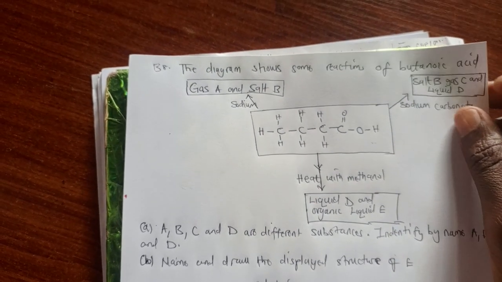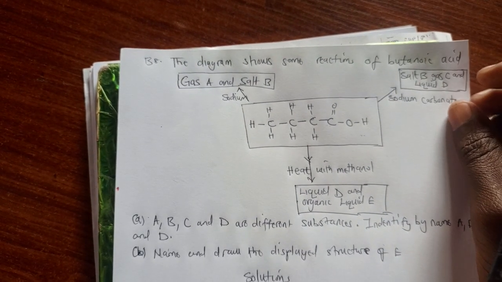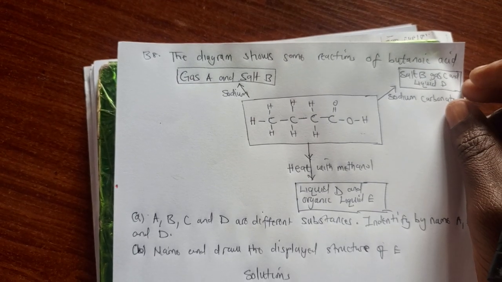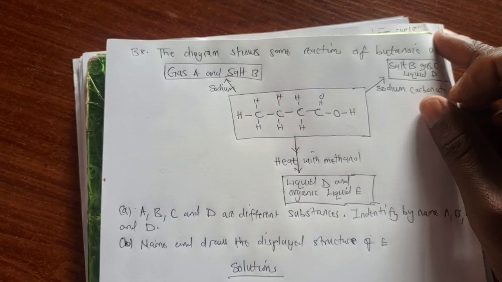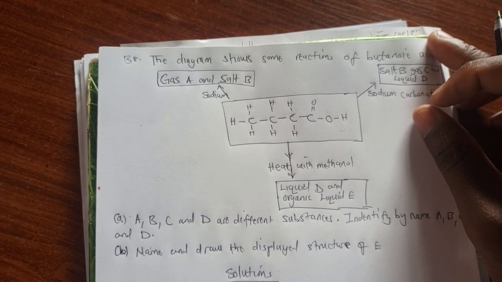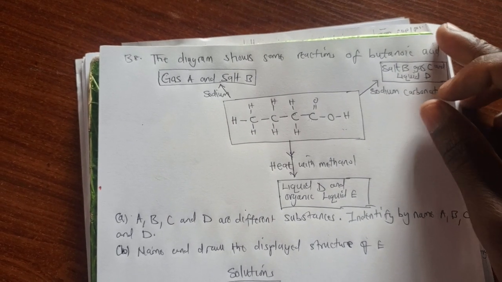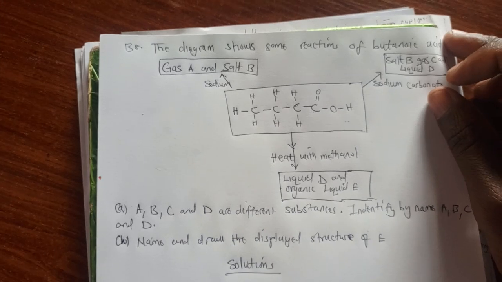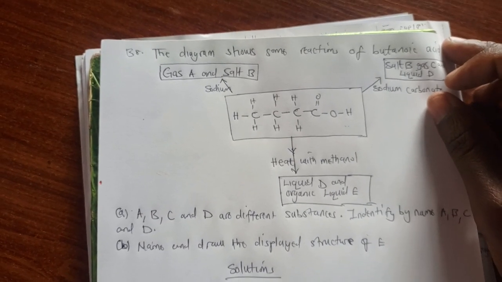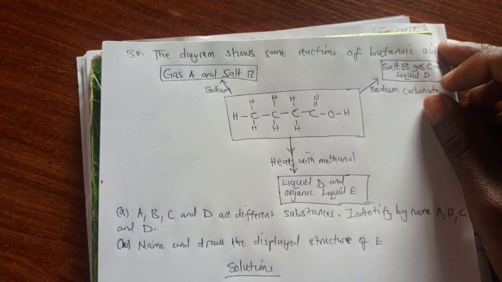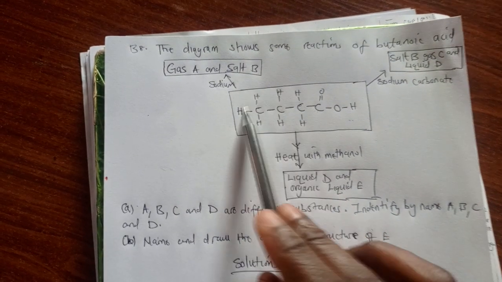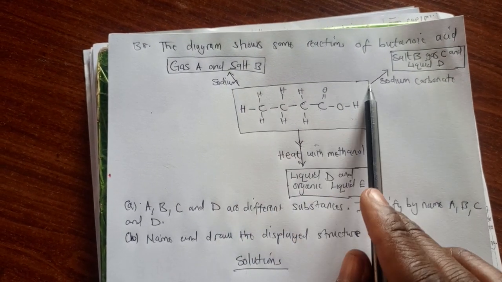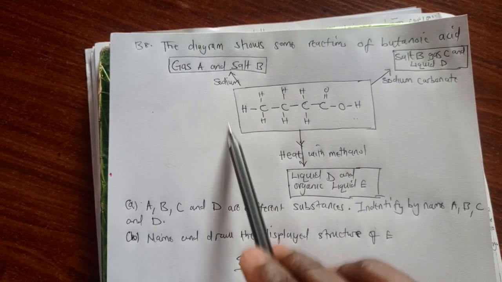We have a question here on organic chemistry. A very simple question. We'll do a simple explanation and then we'll be providing answers. The question reads: the diagram shows some reactions of butanoic acid. What we have in the box here is the structural formula of butanoic acid.